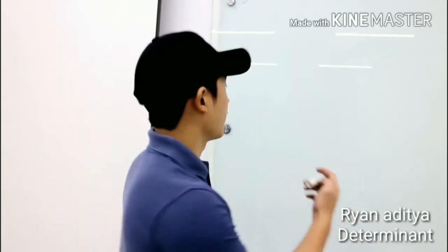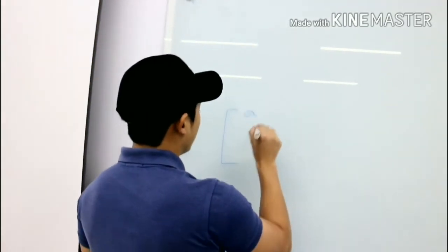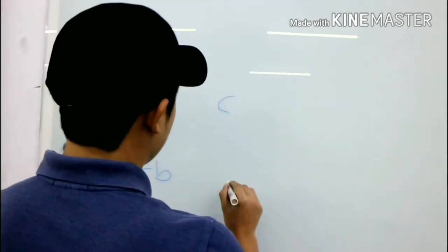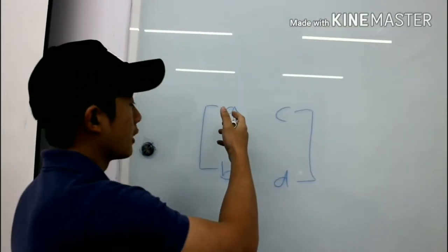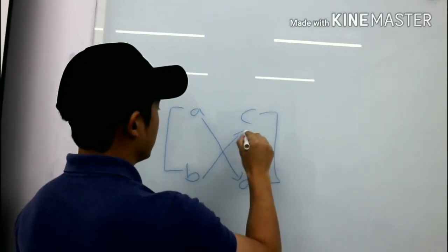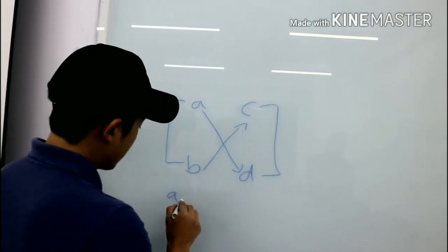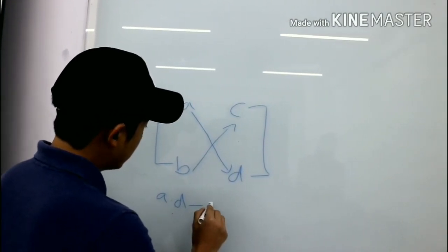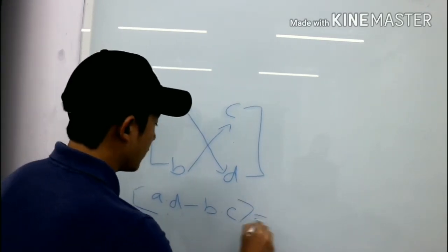I'm from Group 2. I will explain about the determinant of a matrix. Okay, this is an example. We got A, B, C. We just multiply this by this, and this by this. And we put A times D minus B times C. And we got the answer.